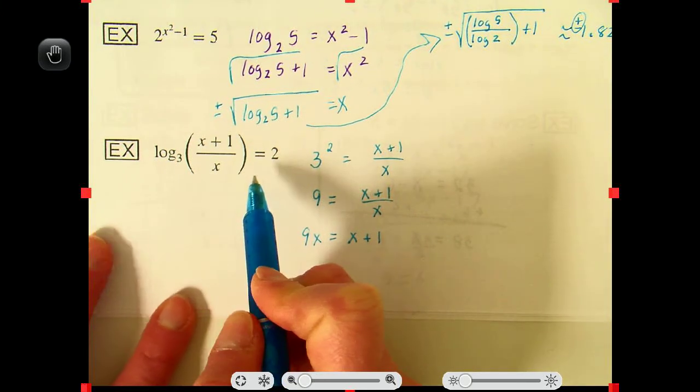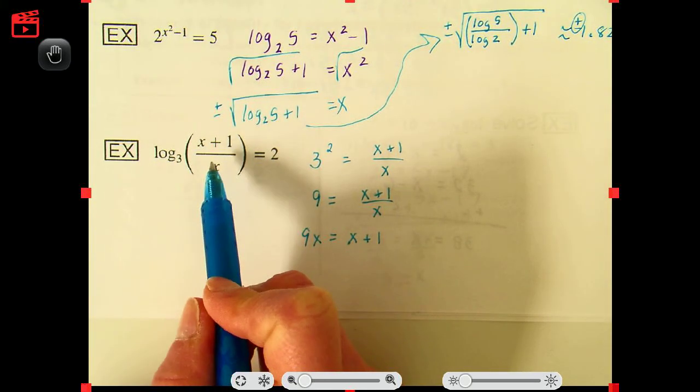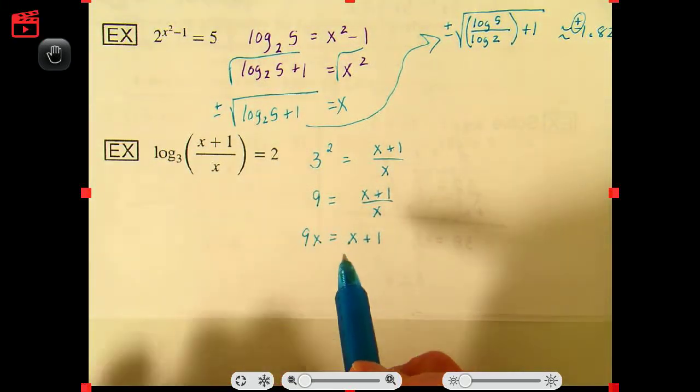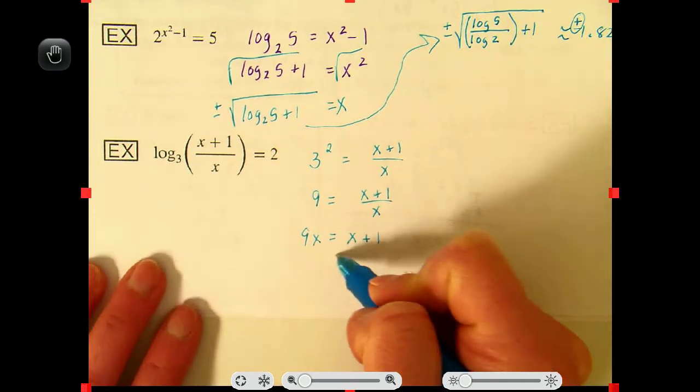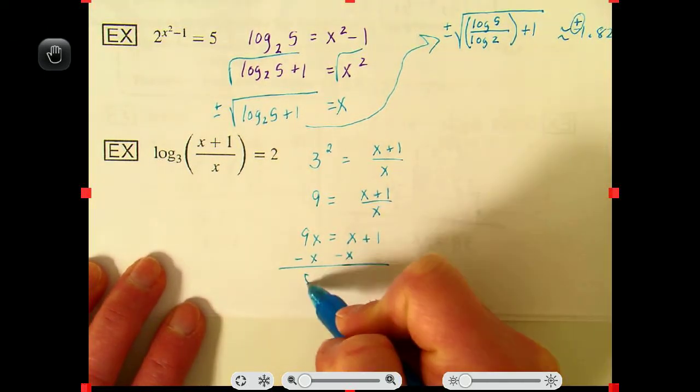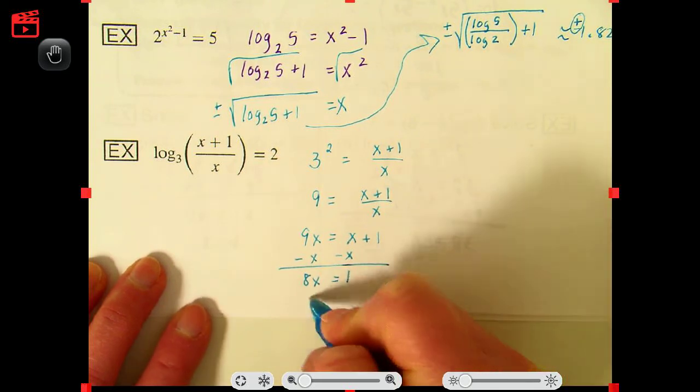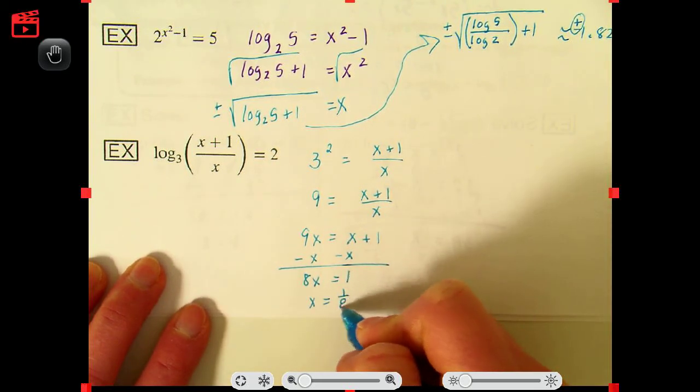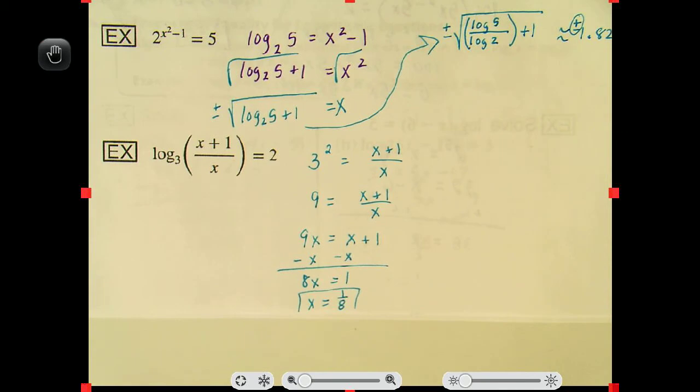If you look at this, if you have no idea what logs are, you'd be like, I'll never be able to solve this. But knowing that it basically just boils down to this, where you subtract an x over, you get 8x equals 1, so x is equal to 1/8. That's not bad at all. You just have to know your properties of logs and how to rewrite all that stuff.